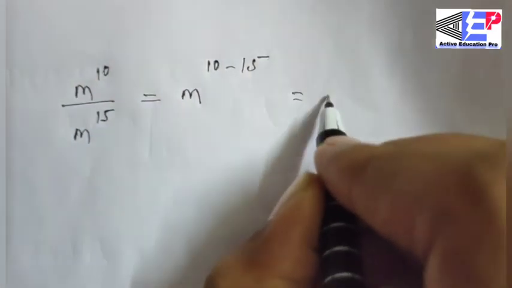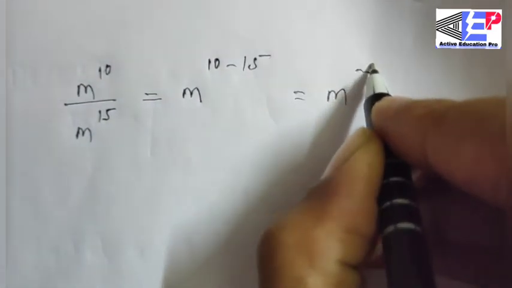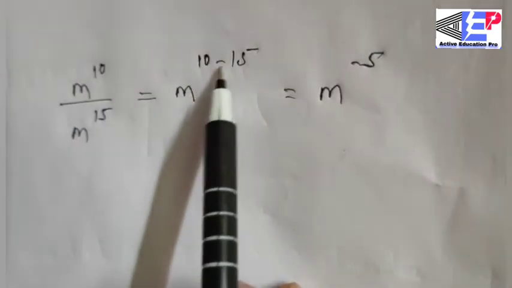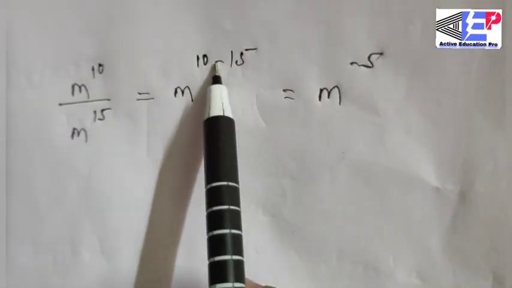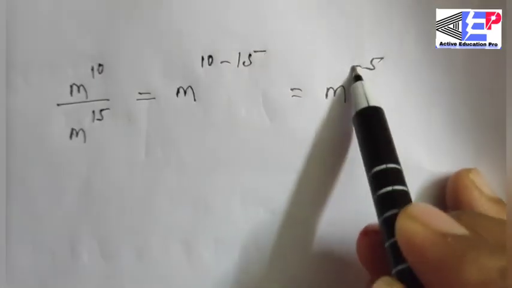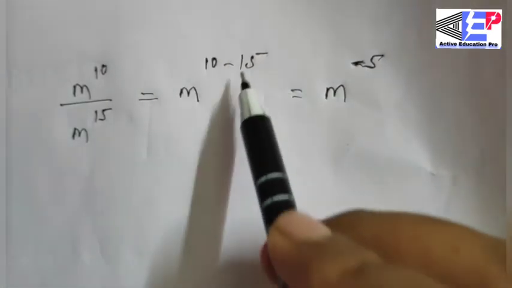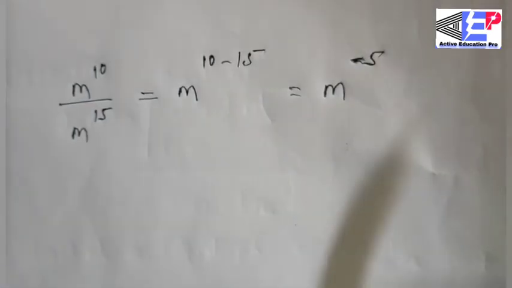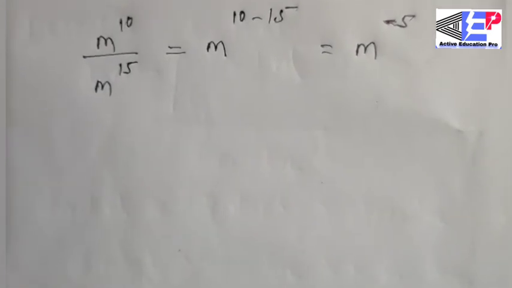Then the answer will be m to the power minus 5, because as per sign rules, you know 15 is greater than 10, so put the sign of the 15. This is minus, and the result will be 15 minus 10, which is 5. The result is m to the power minus 5.